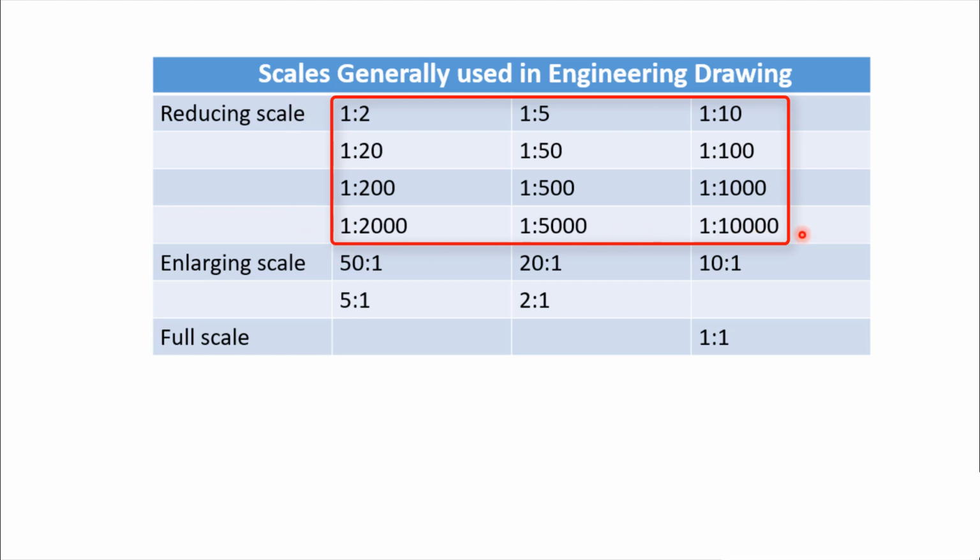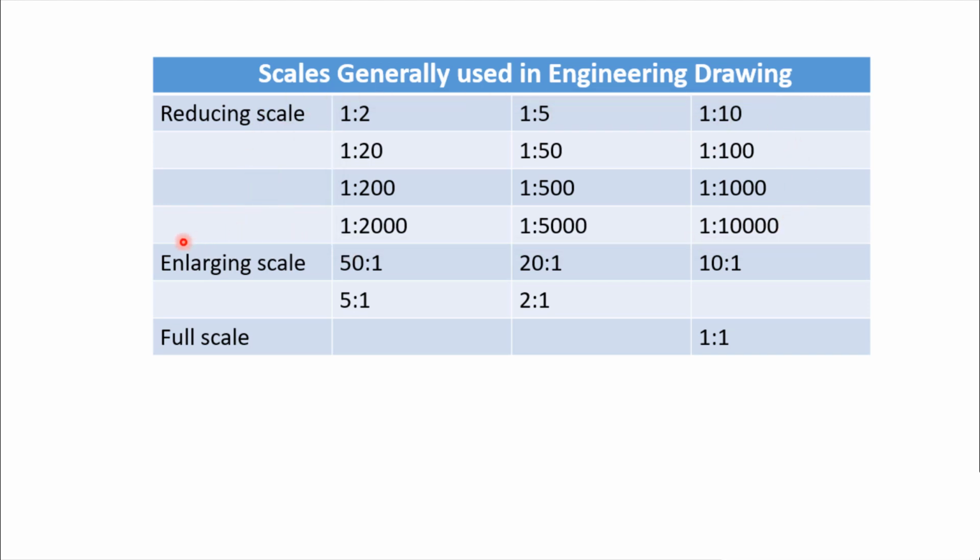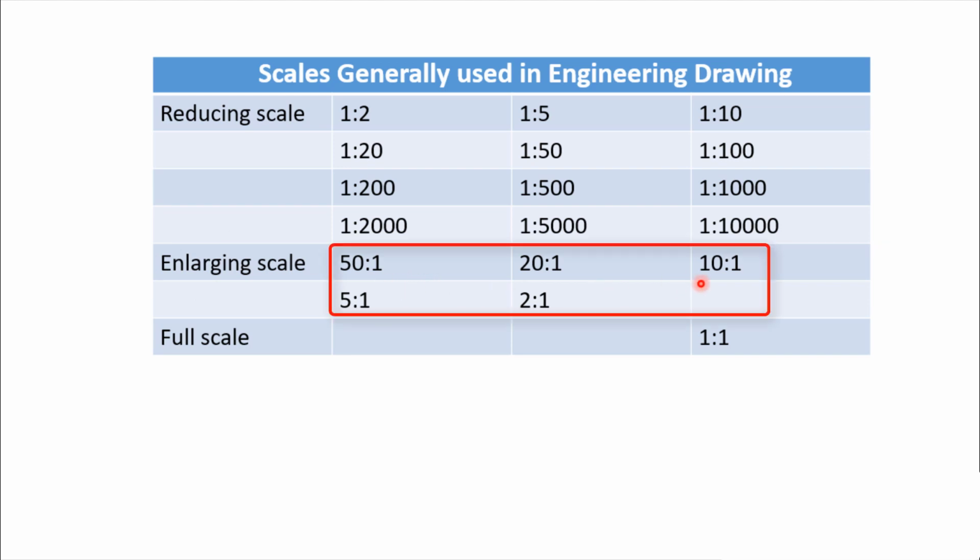So for normal machine elements, perhaps 1 is to 5, 1 is to 10 will be enough. But if you are dealing with, for example, civil engineering or very large maps, surveying, then we might need 1 is to 1000 or even 1 is to 10,000. So this is how we will deal with the reducing scale. For enlarging scale, we should always use these scales: 50 is to 1, 20 is to 1, 10 is to 1, 5 is to 1, 2 is to 1. So these are the standard reducing scales and enlarging scales.